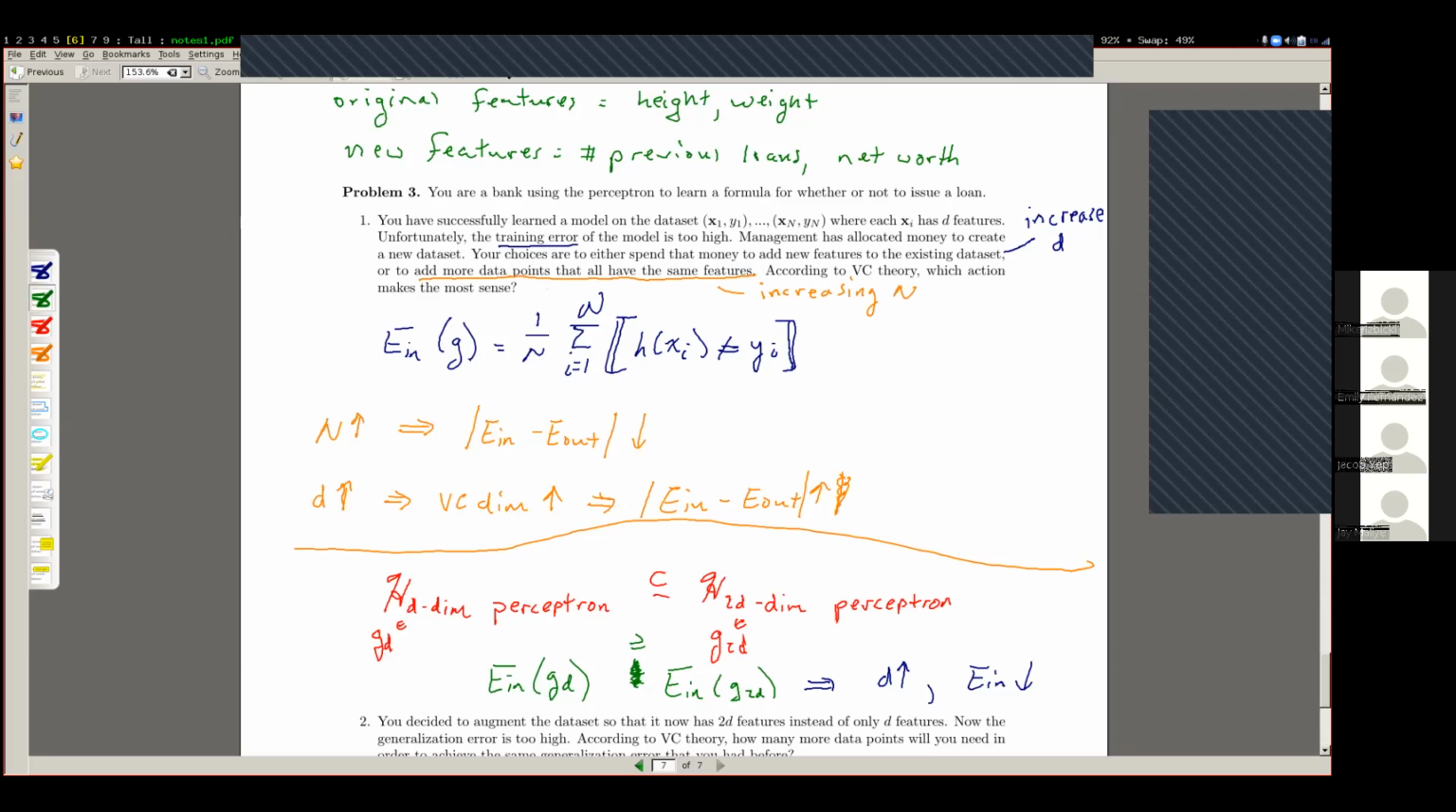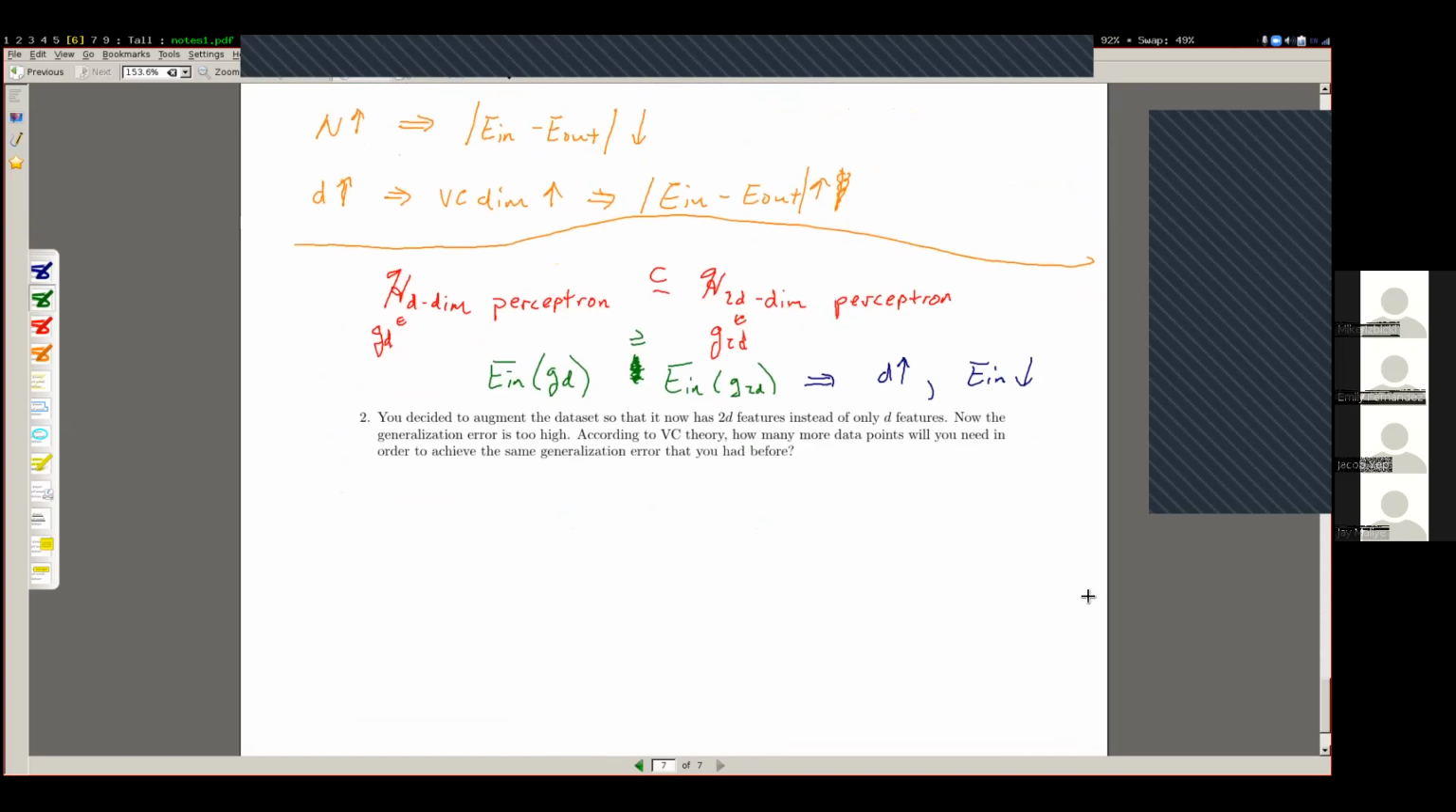So part 2 down here is asking about, okay, so we've decided to augment the data set. So now it has 2D features instead of only D features. And now the generalization error is too high. That makes sense, since we've increased the number of features, which is probably going to help my training error, but the downside is that it's going to hurt my generalization error. And so according to VC theory, how many more data points will we need in order to achieve the same generalization error that we had before?